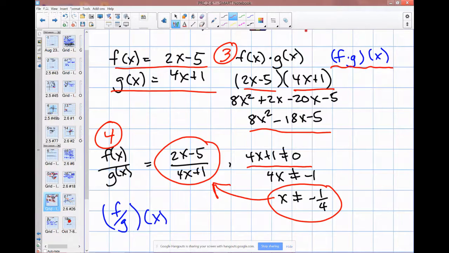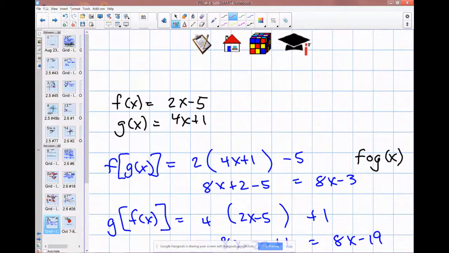Okay, let's move on. I'm taking the same two functions, and this is the first time we are going to compose.